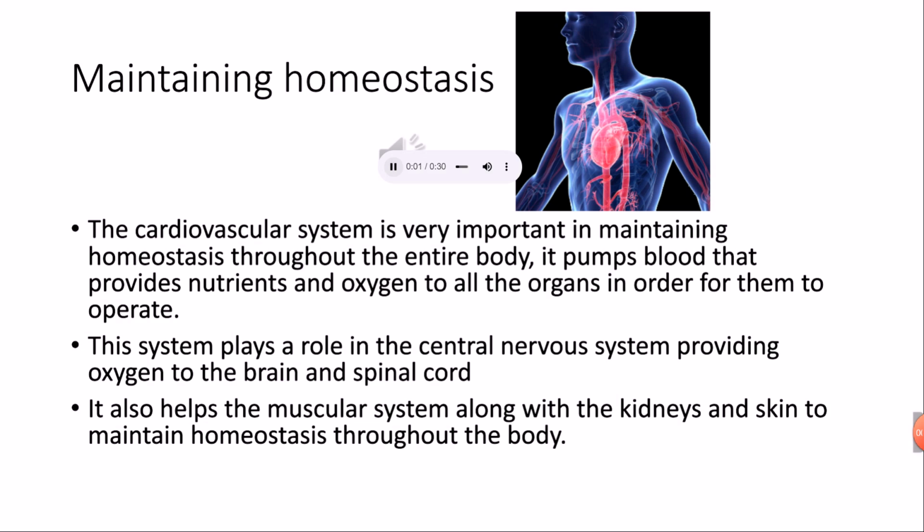The cardiovascular system has the most important role in maintaining homeostasis throughout your entire body. It pumps blood that provides nutrients and oxygen to every organ. Without this, our organs simply would not operate the way we needed them to. It helps the nervous system provide oxygen to the brain and spinal cord. It also helps maintain your muscular system along with the kidneys and our biggest organ, the skin, to maintain homeostasis throughout your entire body.